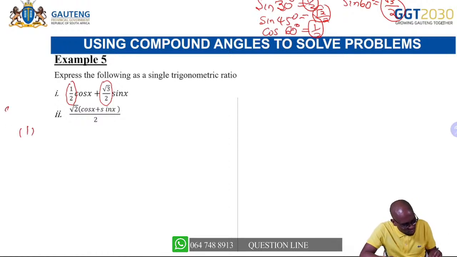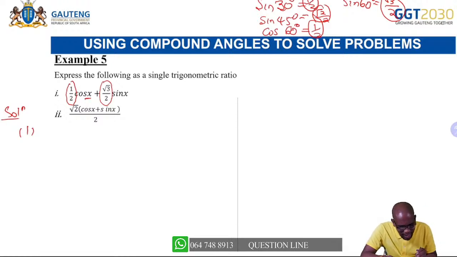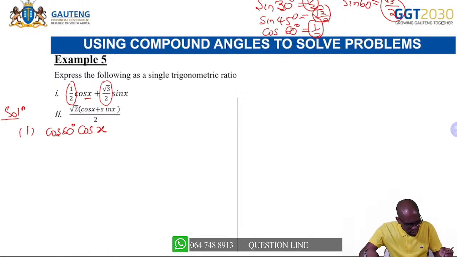Now, how are we going to do that? Look at the solution to number 1. We have half the cosine of x. I can write half as the cosine or as the sine. I can write it as the cosine of 60. Cosine 60 is half, and then I would have the cosine of x. If you want to write it as a cosine, you can take the arc cosine of half on your calculator to give you 60. That tells you that you should be using the cosine of 60.